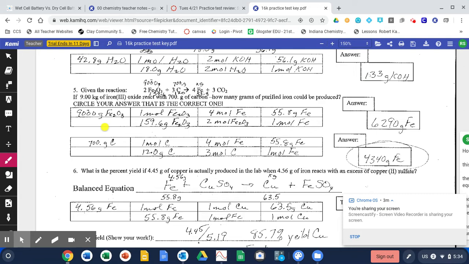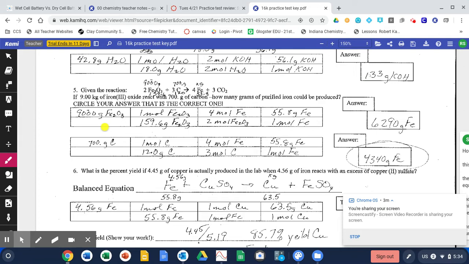And then I'm going to use the molar mass of what's given, the mole ratio, and then the molar mass of what I'm trying to find. And 3 sigs, because the 9 was 9.00. And so 6290 grams of iron.